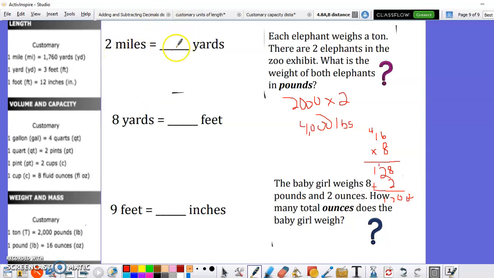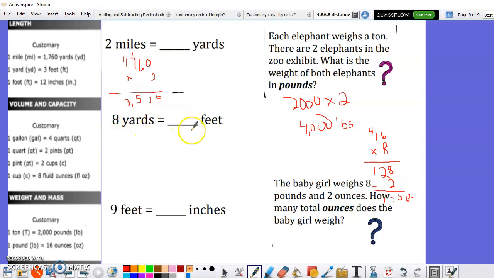And we'll finish up these. How many miles? There's 2 miles. How many yards is it? So I'm going to look right here. Well, there's 1,760 yards in 1 mile. I have 2. I'm just going to multiply that times 2. Regroup my 1. 14 plus 1 more is 15. And regroup that is 3,520.